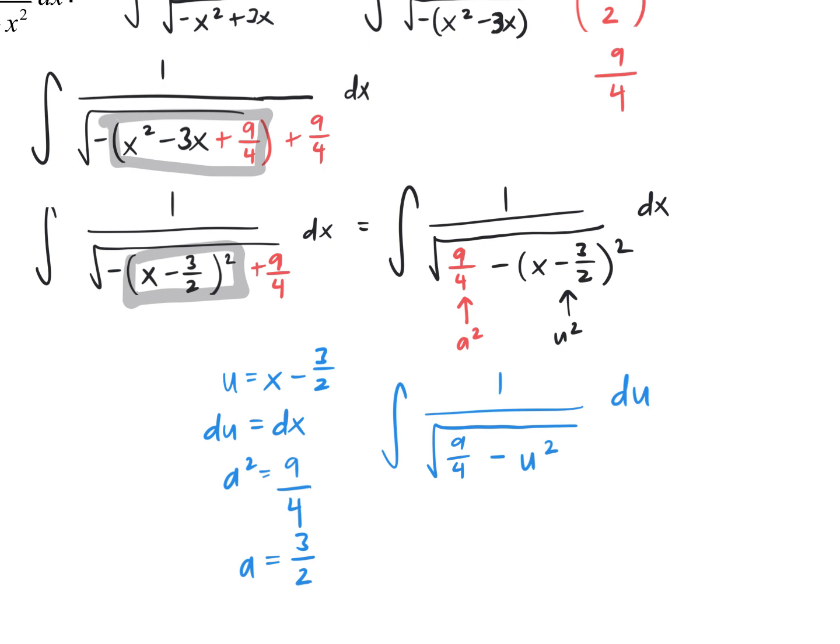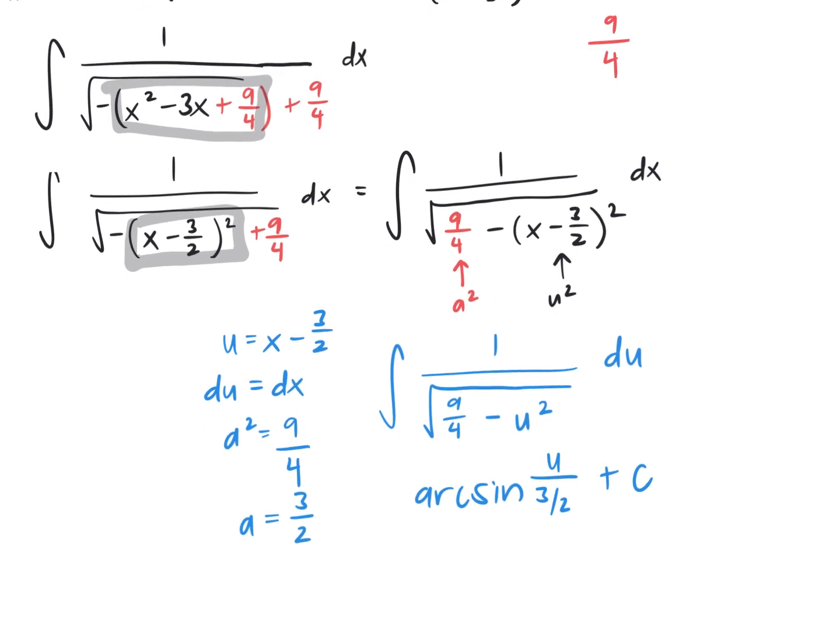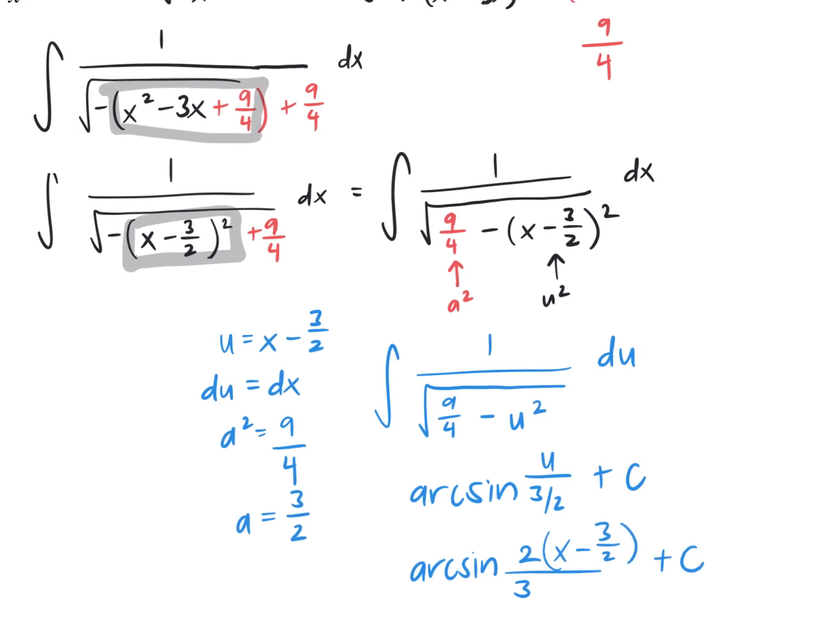Okay, so using my arc-trig function, arcsine, this is going to become arcsine of u divided by a plus c. But I can simplify that u over 3/2 piece. So our final answer is arcsine of 2/3. But then my u value was x minus 3/2. And then plus c.